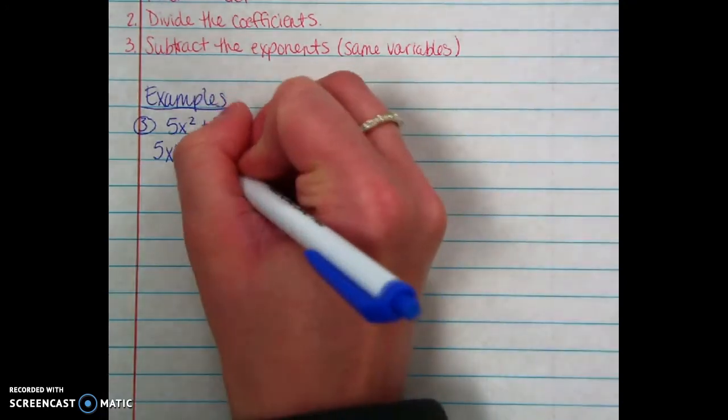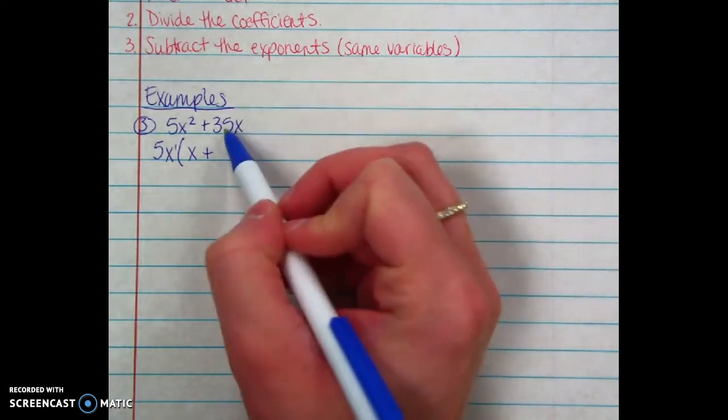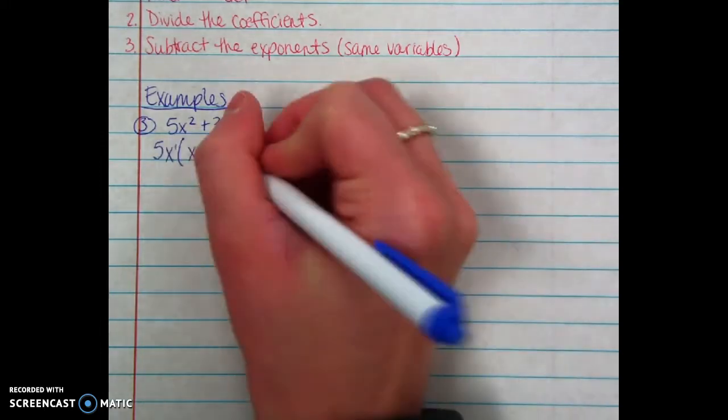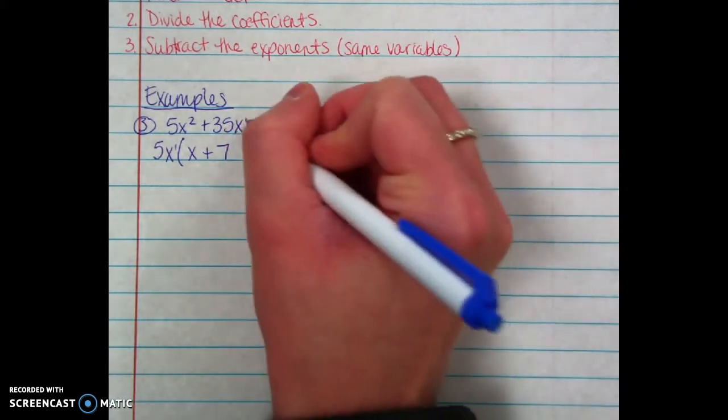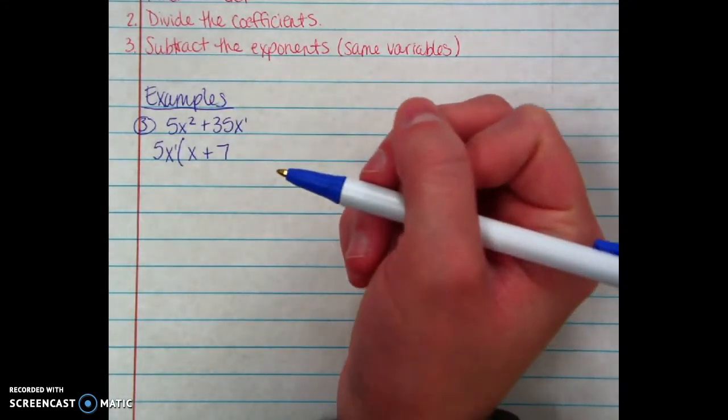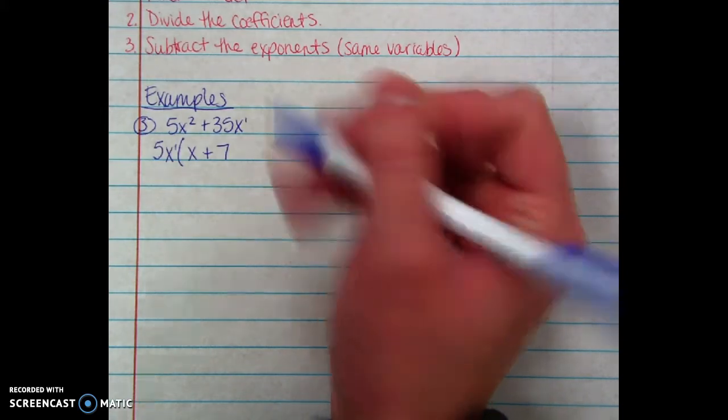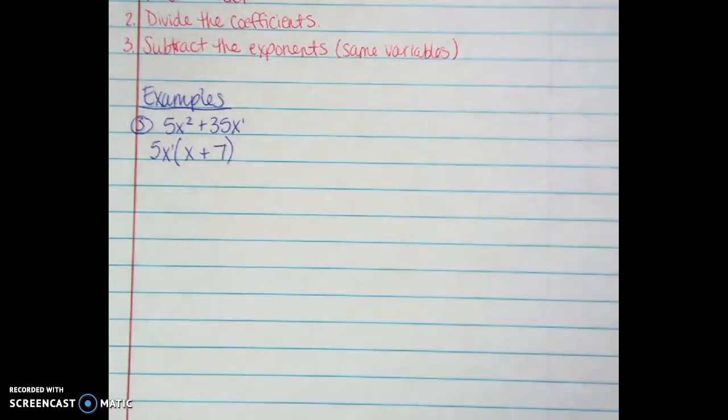Then I bring down my plus sign. 35 divided by 5 is 7, and this is x to the 1. 1 minus 1 is 0, so there aren't any x's, so this is it.